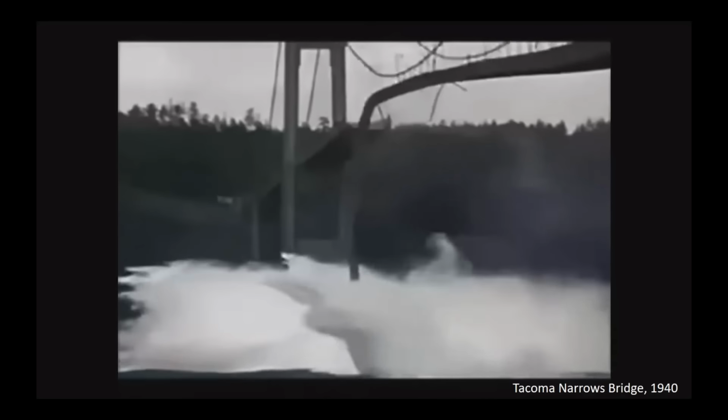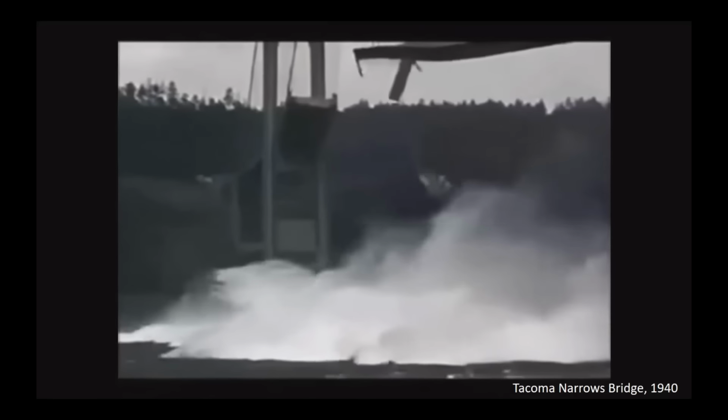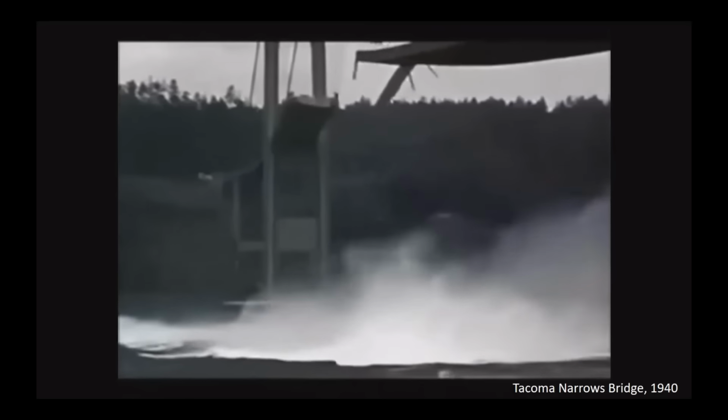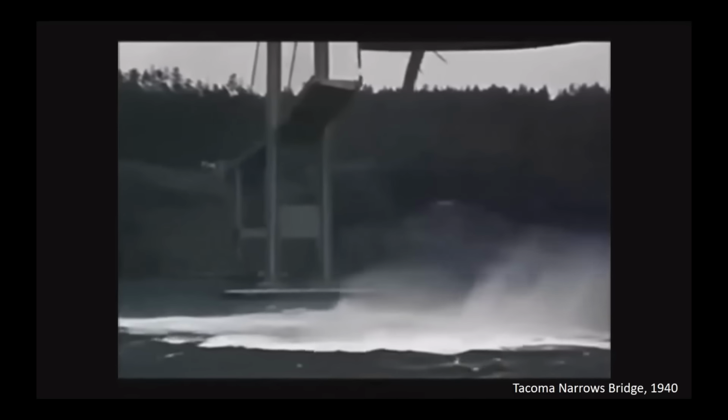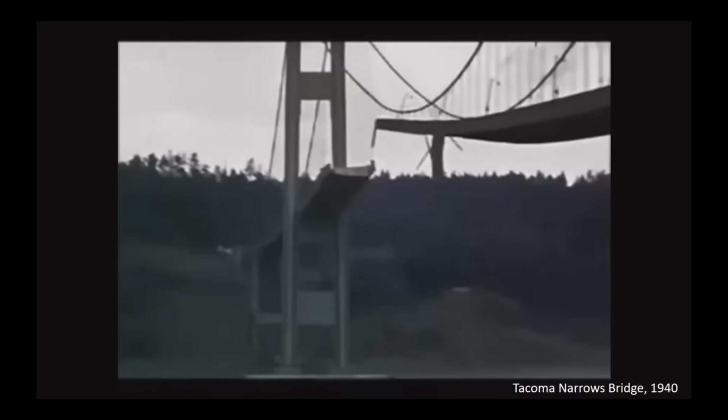It wasn't a particularly high-speed wind that caused this. It was a relatively low wind speed, but the interaction of the wind with the bridge, the dynamic interaction, ultimately caused the collapse. And this was a pivotal moment because before this, wind dynamic interaction didn't really feature in the design of bridges. And since then, since the 1940s, it has become an important discipline.